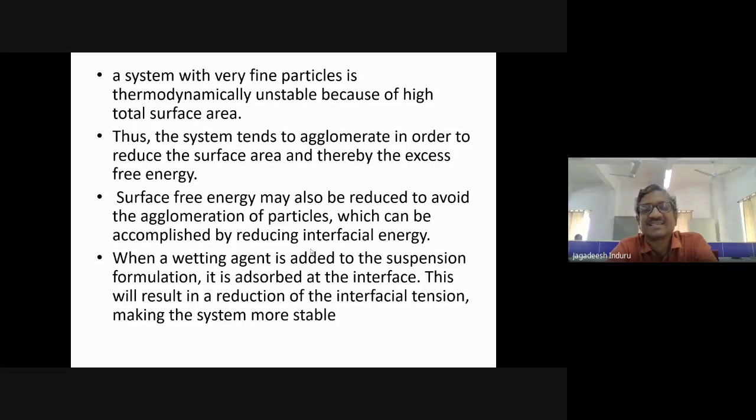This will result in the reduction of interfacial tension, making the system more stable. It means we are decreasing the particle size, one aspect, even though it is causing damage to us by making an agglomerate. We are preventing it by reducing the surface interfacial tension. This can be done by adding a wetting agent. So this is actually what we are adding as an excipient now.